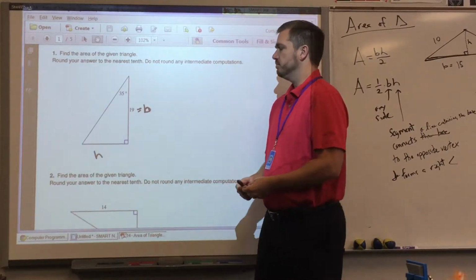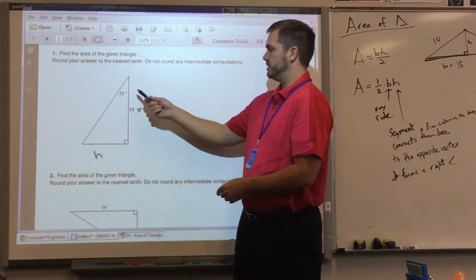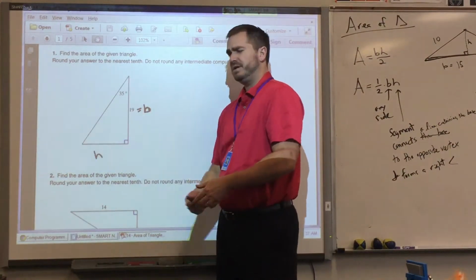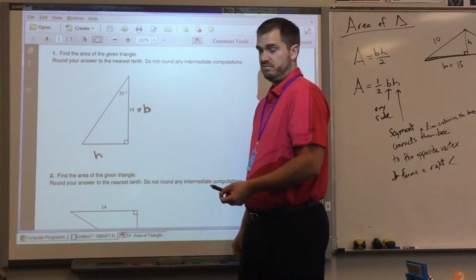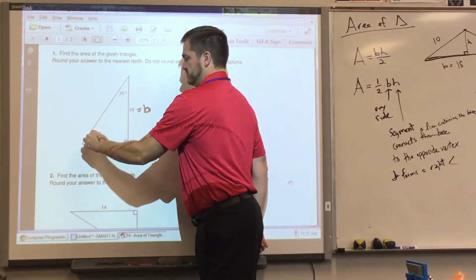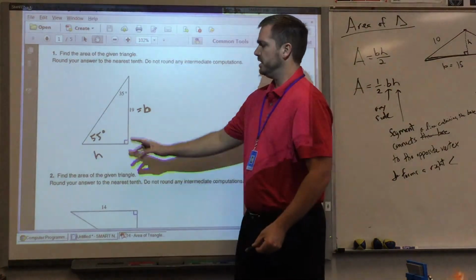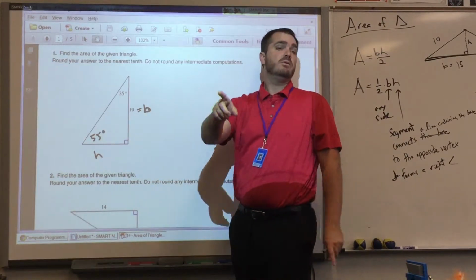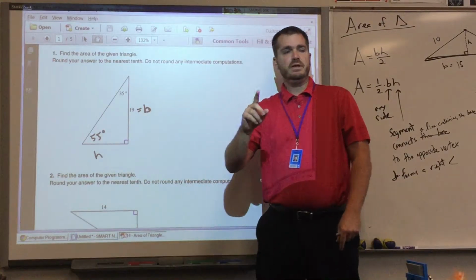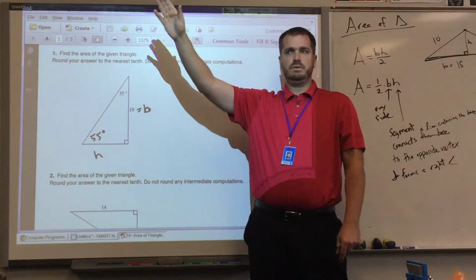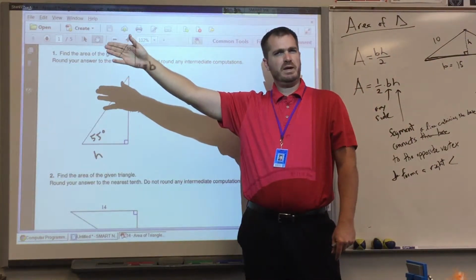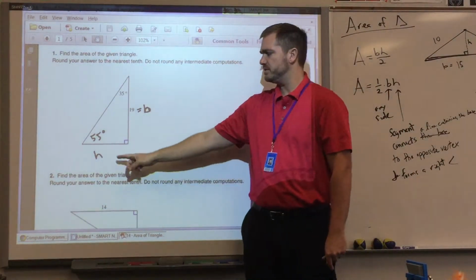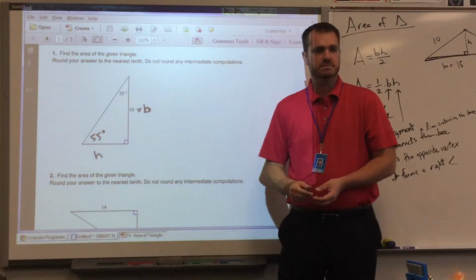Law of sines. Okay. Yes, we could, because we can say that's 35, and so this one over here is 55. And so we could say sine 55 over 19 is sine 35 over this. That is a way of doing this. But I want you to walk with me down memory lane. Go back a little bit farther. There is another way that we could solve this without law of sines.